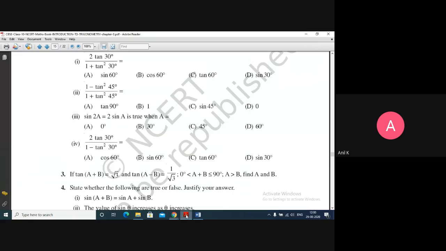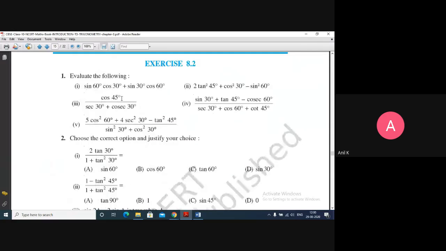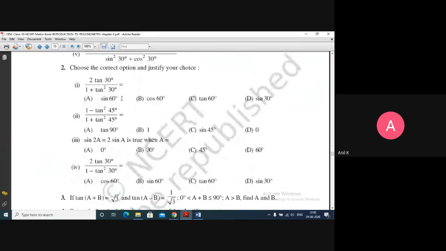So now one question we'll discuss from exercise 8.2. Second question, third one: sin 2A equals 2 sin A. Is it true when A equals what? In such questions, you know the angles here, right? So start with 0. If I substitute A as 0, then 2 into 0 is 0. So this is sin 0 value.